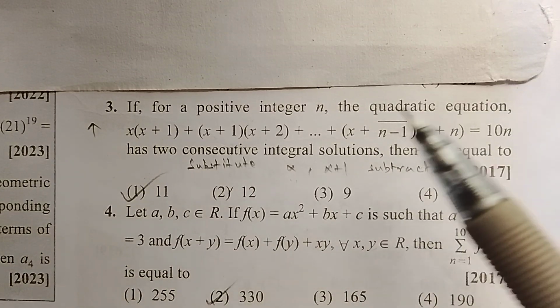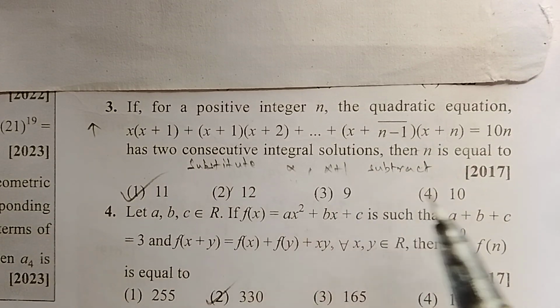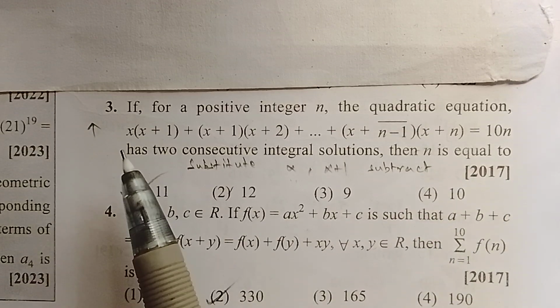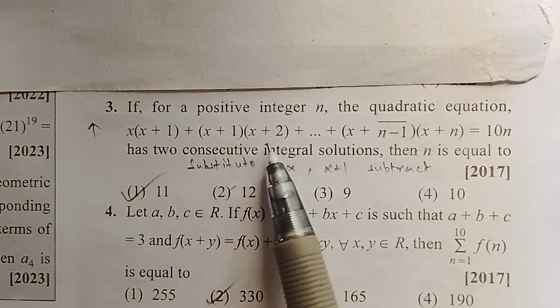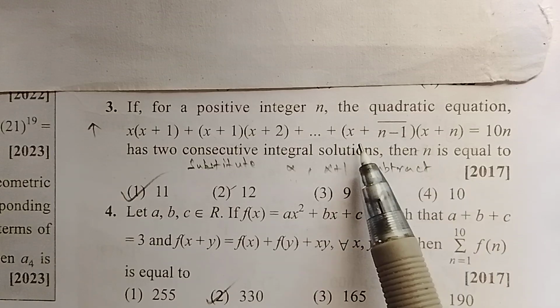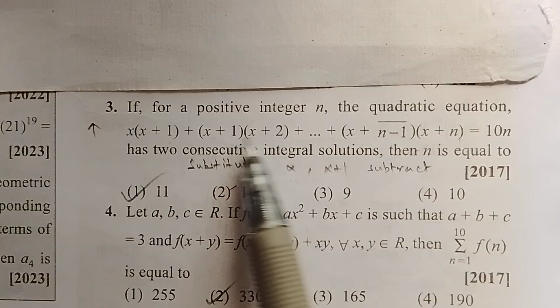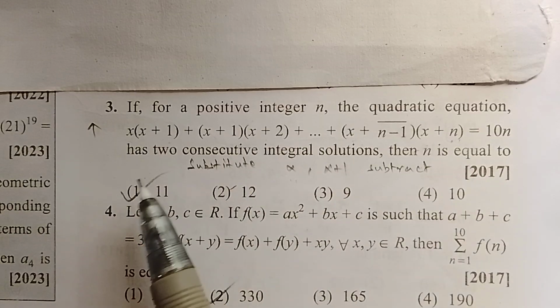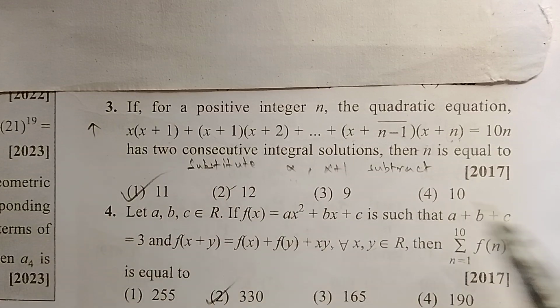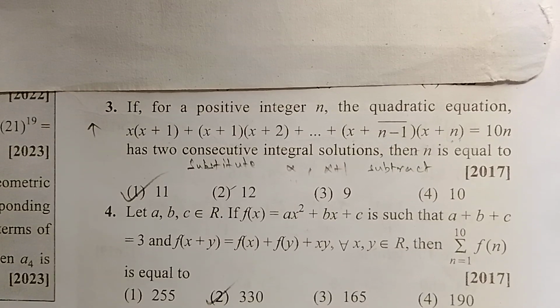In this problem, for a positive integer n, there is a quadratic equation x(x+1) + (x+1)(x+2) + so on + (x+n-1)(x+n). See, individually all these are quadratic equations. Together if we add them, the result also should be a quadratic equation. This should be equal to 10n.